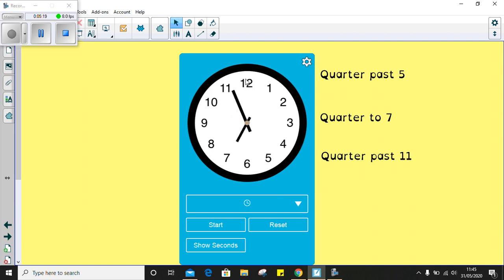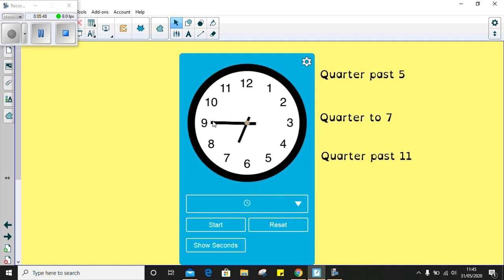Some of you will be tempted to start at 7 o'clock and go round until quarter to, but you can see there that I've now made quarter to 8. So you need to be really careful and start at 6 o'clock and go round quarter past, half past, quarter to 7, just like I've done there.